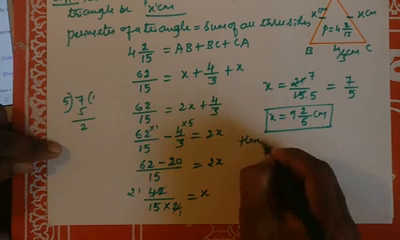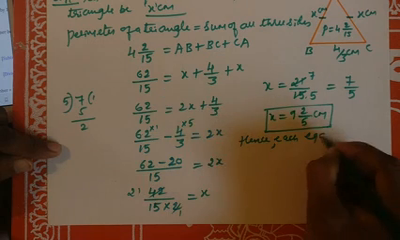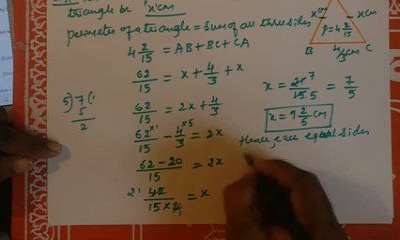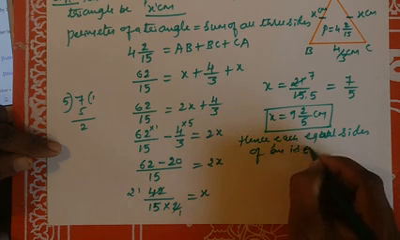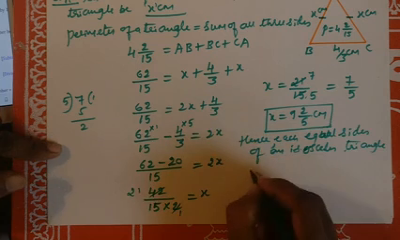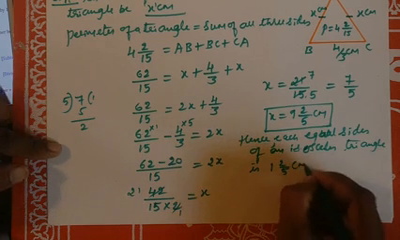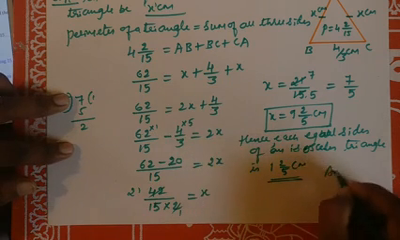Hence, each of the equal sides of the isosceles triangle is 1 whole 2 by 5 centimeter. Okay, this is the answer.